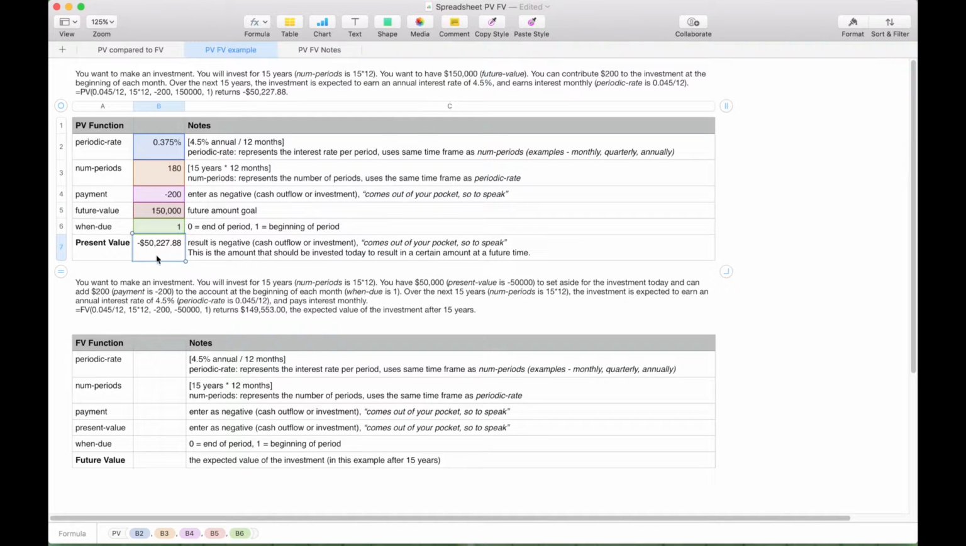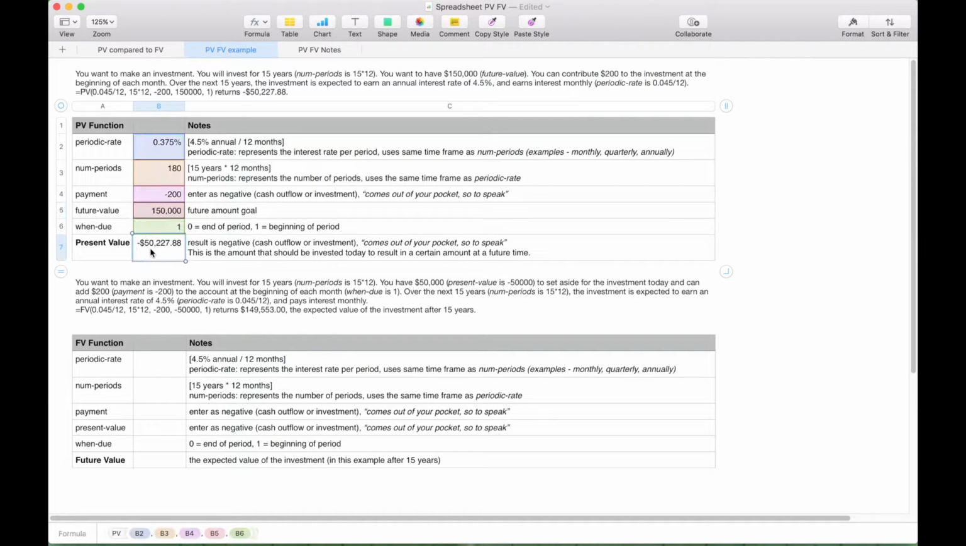Okay, so this $50,227.88 is the amount that we need to invest today in order to achieve our future goal amount, which is $150,000. Now, of course, that's assuming that all of these input parameters apply.